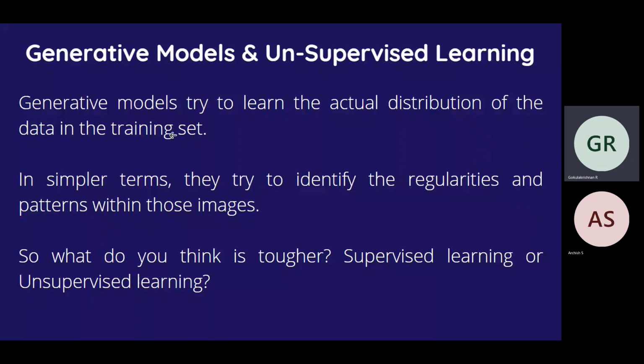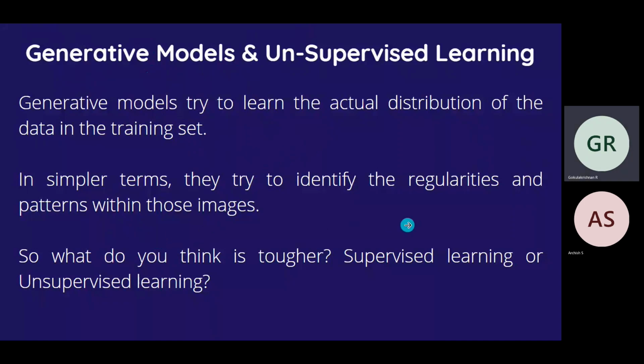So how do generative models do this? They try to find the regularities and the patterns between different images, the similarities between the same kind of images and the dissimilarities between different kinds of images. The models try to identify all those and then try to produce the output.